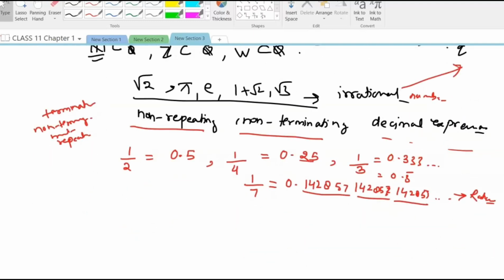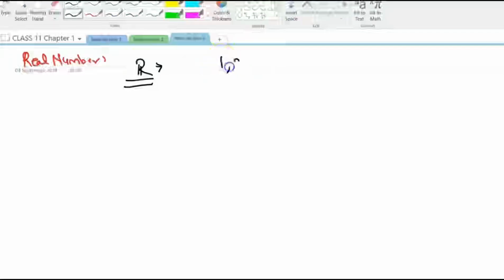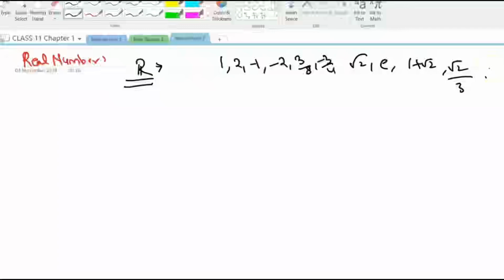Now let's see another set, which is the set of real numbers. What is the set of real numbers? All the numbers that you have learned till now are real numbers. Any number that you can think of: 1, 2, minus 1, minus 2, 3 by 8, minus 3 by 4, root 2, e, 1 plus root 2, root 2 by 3, all these are real numbers. So real numbers are basically rational and irrational numbers together.